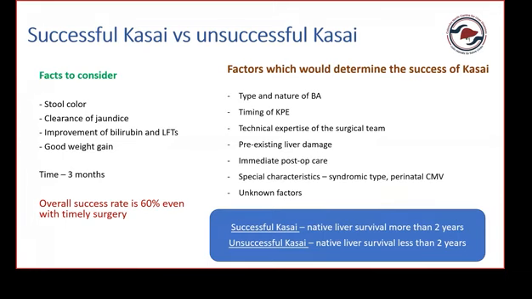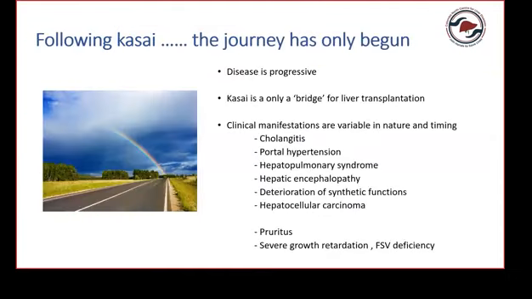What would happen following Kasai? The journey has only begun, and there is a rainbow in the end, you could see. So we know the disease is progressive, and Kasai is only a bridge to liver transplantation. The clinical manifestations are variable in nature and timing.